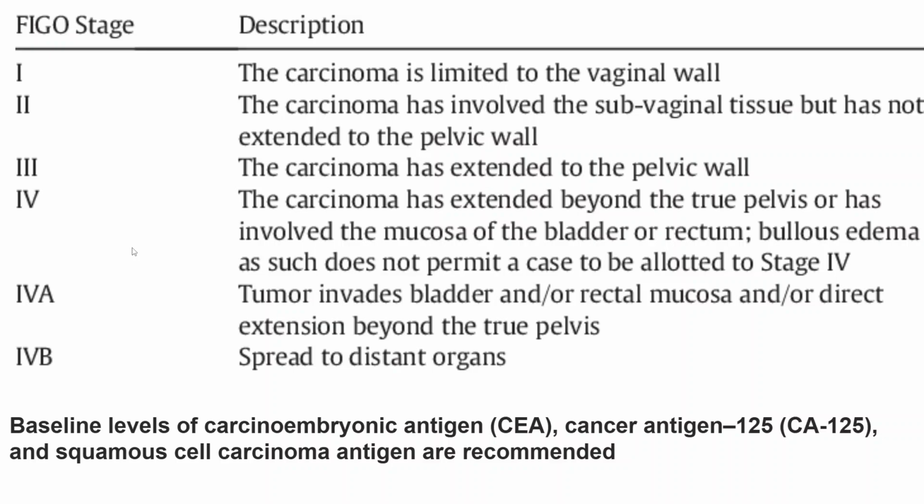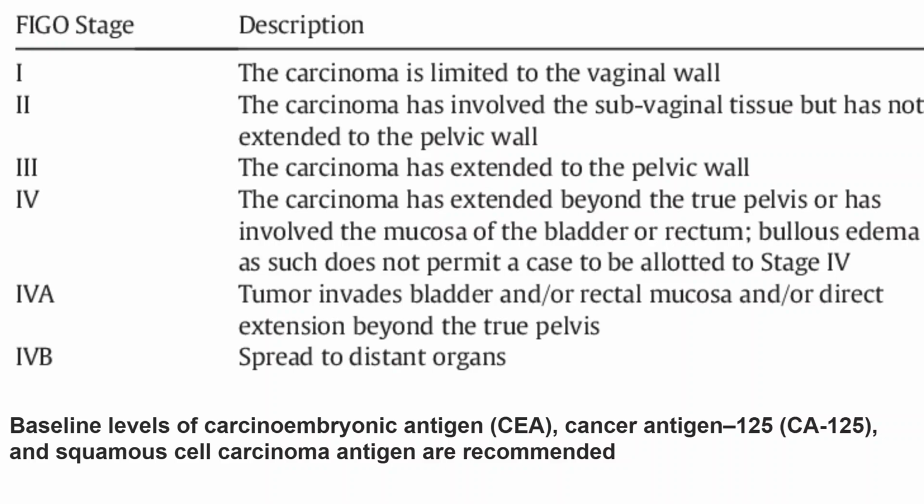The staging of vaginal cancer is into 1, 2, 3, 4A and 4B, depending upon the spread, as usual. Stage 1 is when it is limited to the vaginal wall. Stage 2 is when it has involved the subvaginal tissue but has not extended into the pelvic wall. Stage 3 is when it has extended into the pelvic wall. When the carcinoma has extended beyond the true pelvis or involved the mucosa of the bladder and rectum, it is stage 4, and stage 4 has A and B depending upon the involvement of other distant organs.